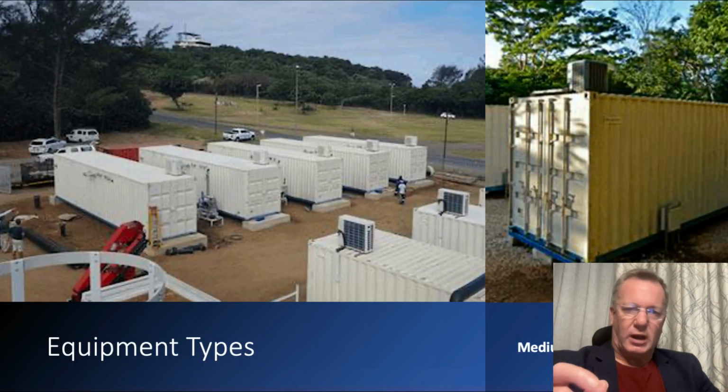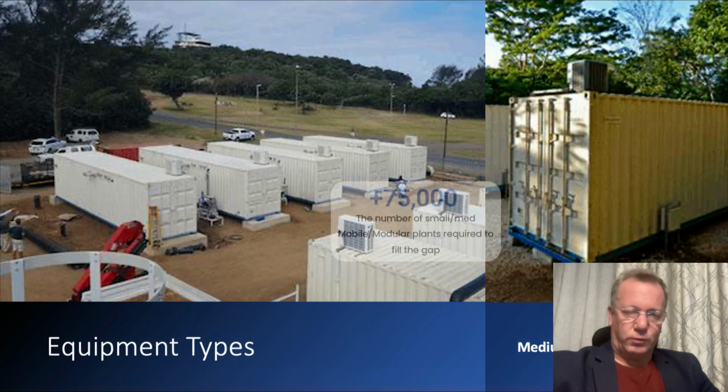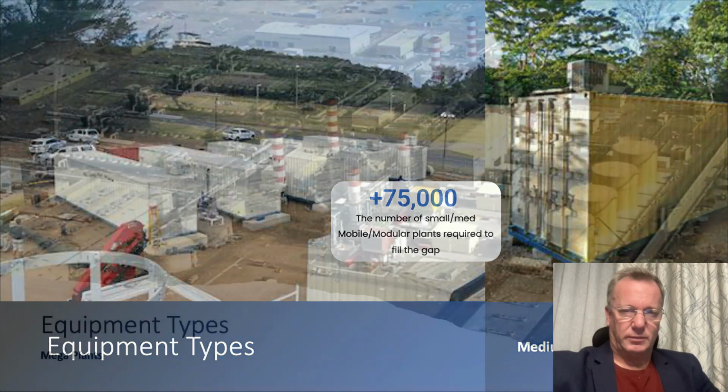This shows you how a medium-sized plant typically looks like. These plants produce between 5 million and right up to 20 million liters of water per day. If we have to supply the current shortfall to the world with these kinds of plants, you would be looking at deploying about 75,000 of these plants around the world.